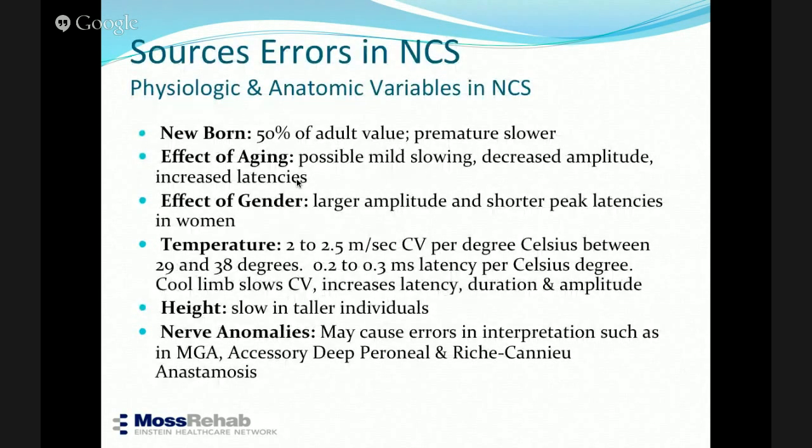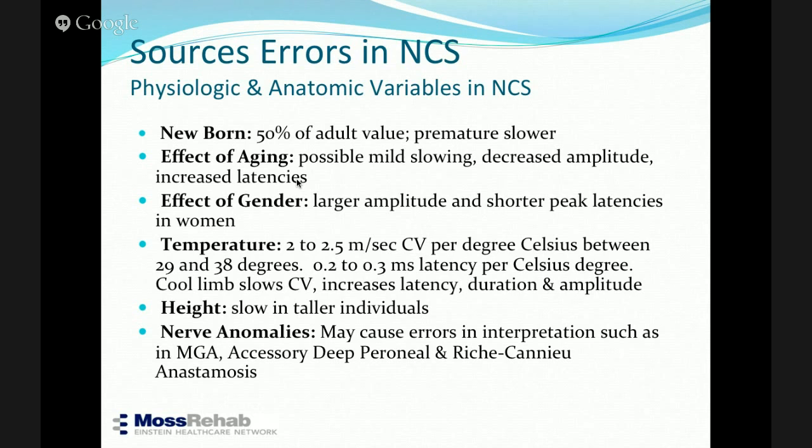So what are the physiologic and anatomic variables which would cause problems? We already talked about newborn. In prematures, it could be even slower than 50%. Newborn is about 50%, but if it is a premature baby, remember it's going to be even slower. In fact, they used to use nerve conduction studies as a guide to see when these premature babies attained their newborn status, because they used to do that a while ago, not anymore. So they would do nerve conduction, and it's 50% of the value now. So they're now about where they should be when they were newborn, right?